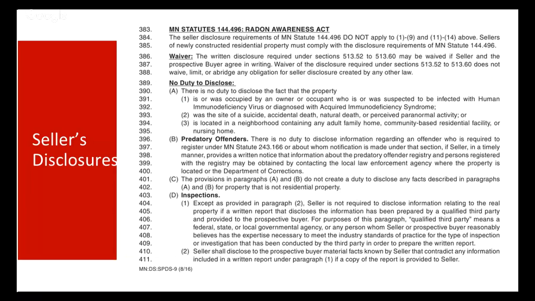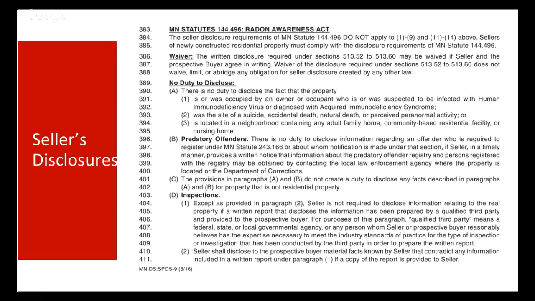Radon Awareness Act. Waiver. The written disclosure required under sections blah, blah, blah, blah may be waived if the seller and the prospective buyer agree in writing. No duty to disclose. There's no duty to disclose the fact that the property is or was occupied by an owner or occupant who is or was suspected to be infected with HIV. Was the site of a suicide, accidental death, natural death, or perceived paranormal activity. Don't have to disclose these things.